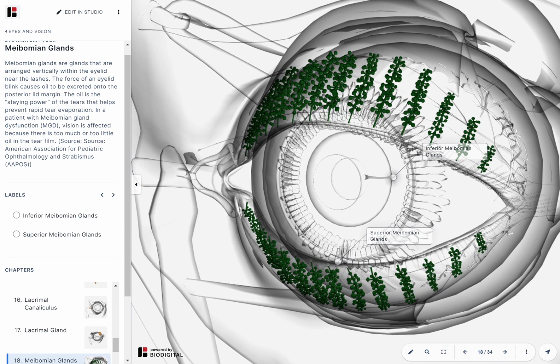These are meibomian glands. Meibomian glands secrete oil, which helps in retaining water so that the water doesn't get evaporated easily. That's the work of the meibomian gland.